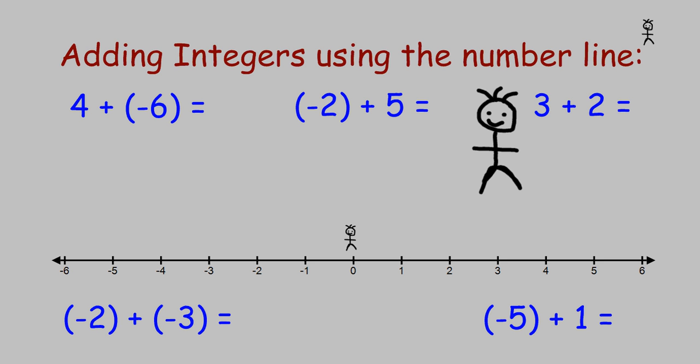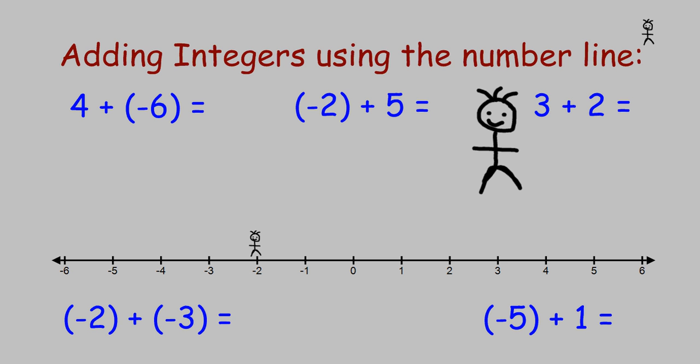When he comes across a positive number, like this first example, we're going to move Joe forward. So we see the number 4. He's going to move forward 4 places because 4 is a positive number. So 1, 2, 3, 4. And then we have a negative number, a negative 6. That tells us to move backward 6 places. 1, 2, 3, 4, 5, 6. And wherever he ends up, that is our answer. So on the first one, we got negative 2.